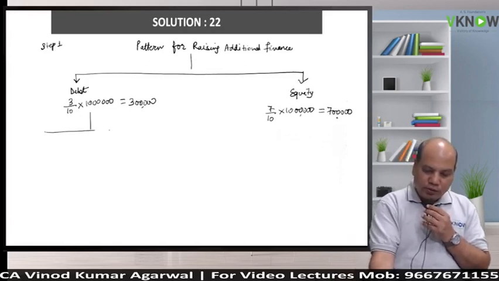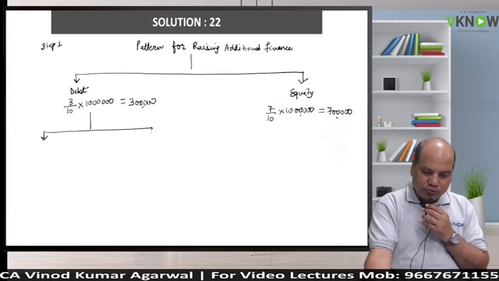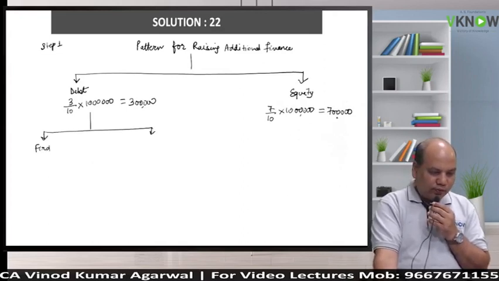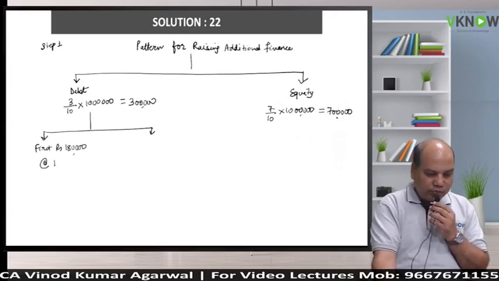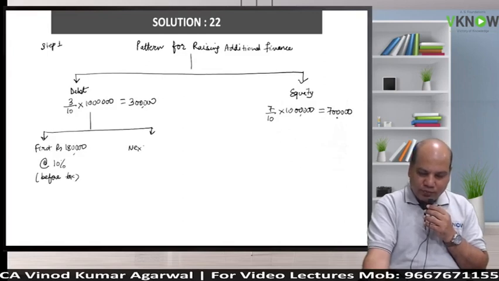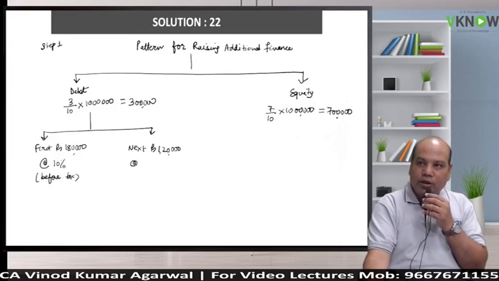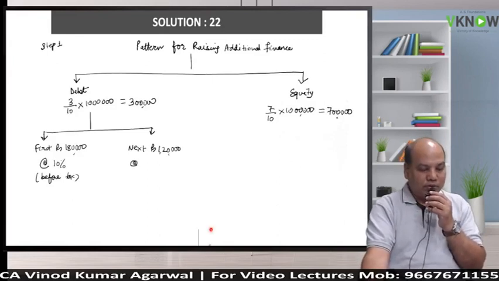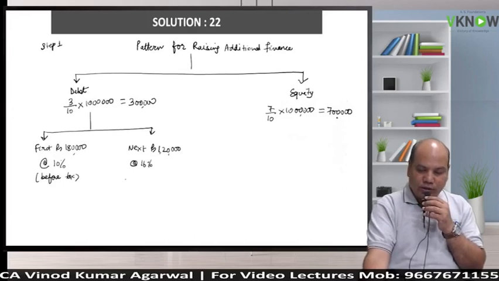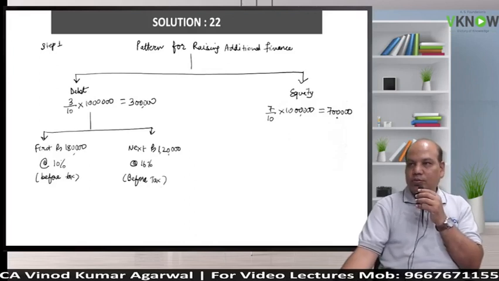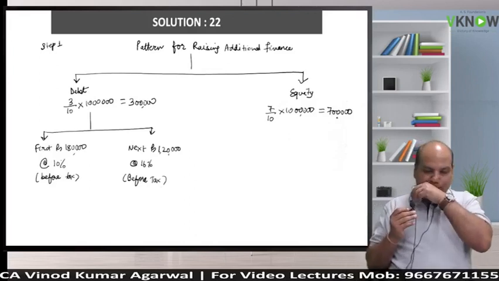Again, debt will have to be raised as follows. First, rupees 1,80,000 at the rate of 10% before tax, and then next rupees 1,20,000 at the rate of 16% before tax. This gives you a very clear picture of what is happening. Up to this you have noted? Yes. And what about equity?